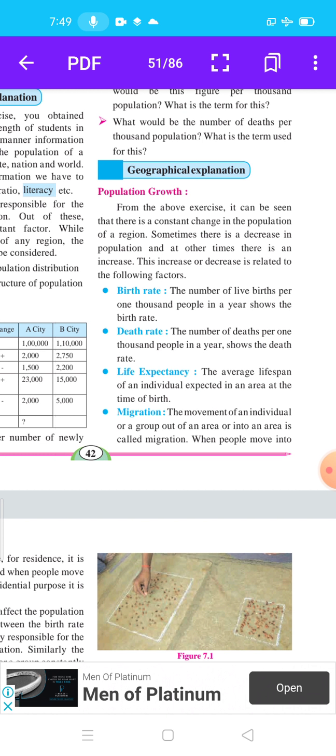Then last is migration. The movement of an individual or a group out of an area or into an area is called migration. When people move into a region from outside for residence, it is called in migration. And when people move out of a region for residential purpose, it is called out migration.